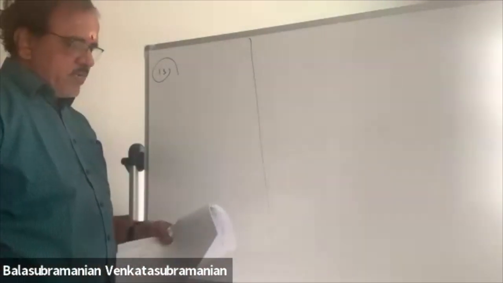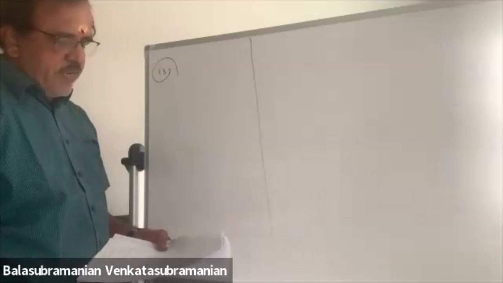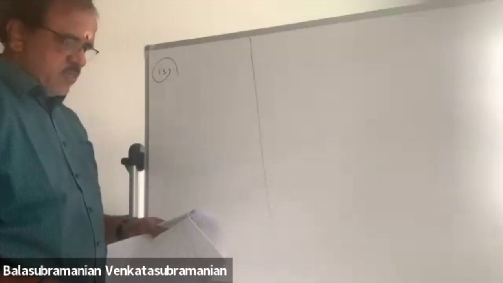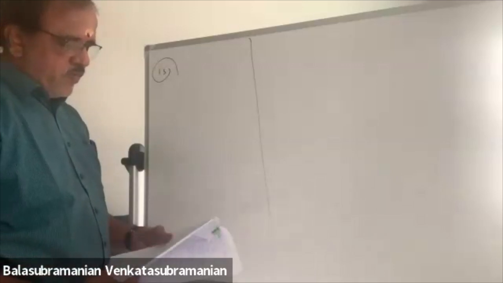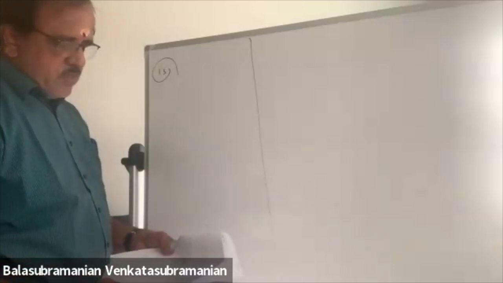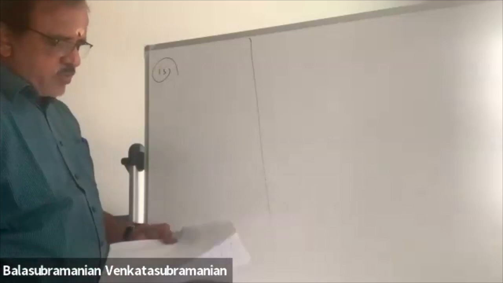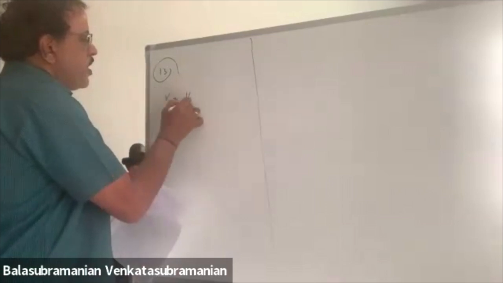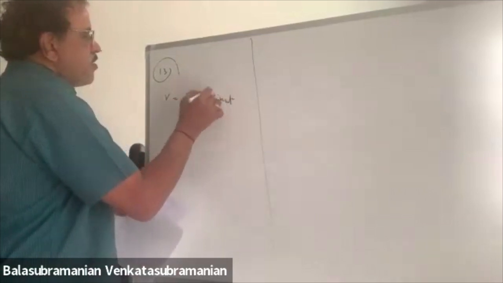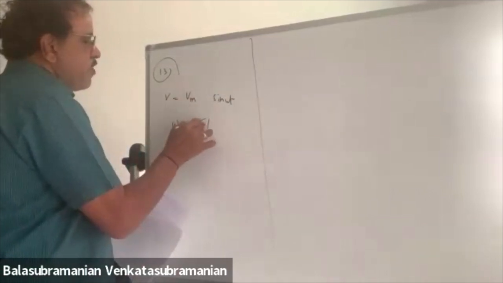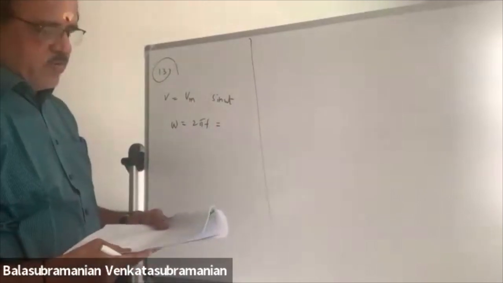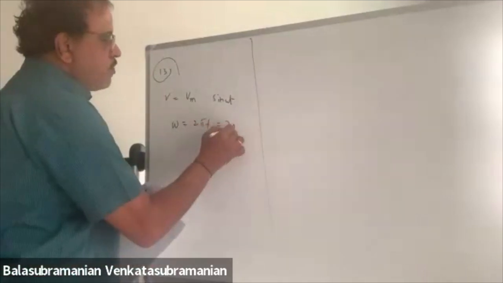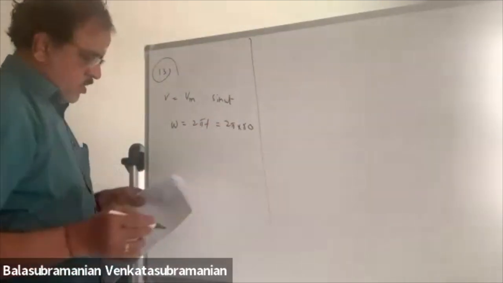and time period of 50 Hertz and its peak value 20 volts. Frequency 50 Hertz, peak value 20 volts. V is equal to Vm sin omega t. Omega is 2 pi f. What is the value? 50 Hertz is the only frequency given. 2 pi into 50. Okay.